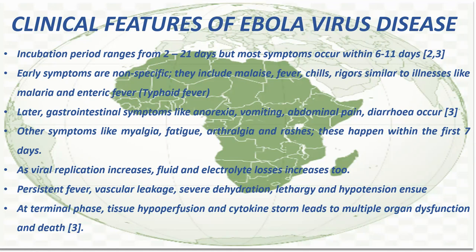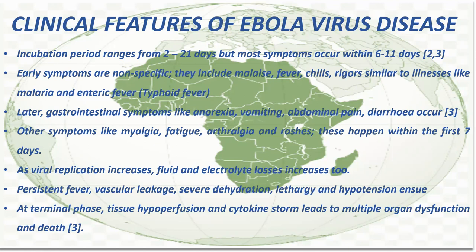There are early symptoms which are more like malaria symptoms, fever, similar to typhoid fever, which makes it difficult to identify easily. And later, it can cause vomiting, abdominal pain, diarrhea. It also causes rashes too. All these things happen within 7 days of being infected. Then, as the viral replication increases, the person can keep losing fluid, and the person may need intervention, as fluid loss and neutrophil loss also increase.